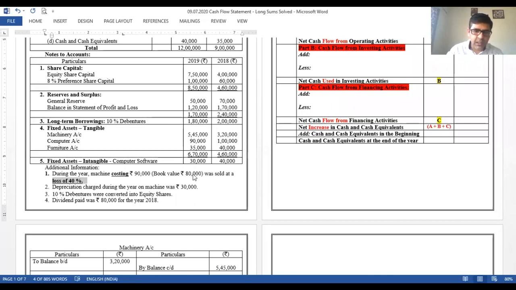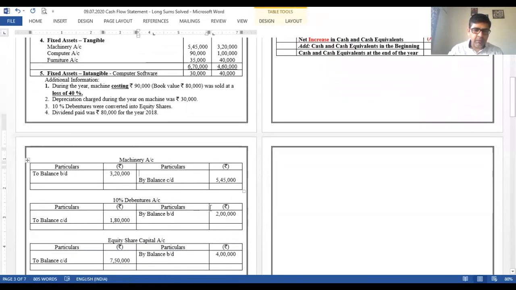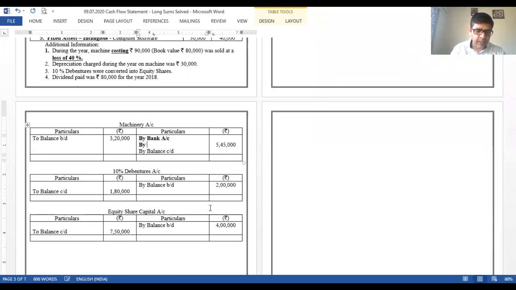So let us write these two values in machinery account on the credit side. I have machinery account with me: by bank account, by the selling price, and by statement of P&L, right? This will show me the loss amount. So by bank is 48,000 and loss amount is 32,000. It's a very common adjustment. Let us have the second effect of this.